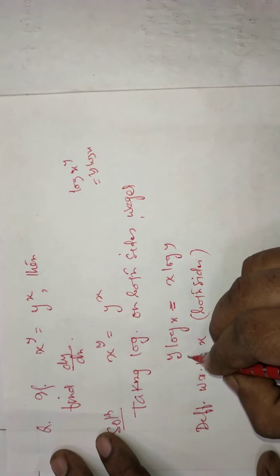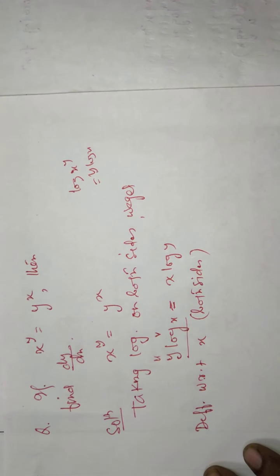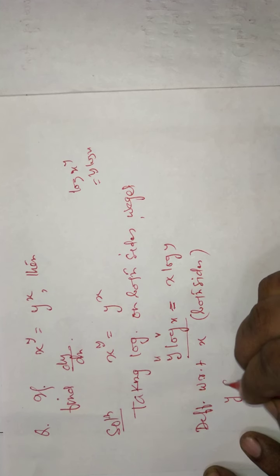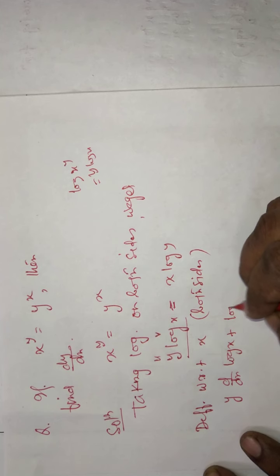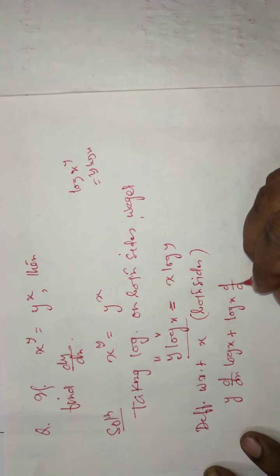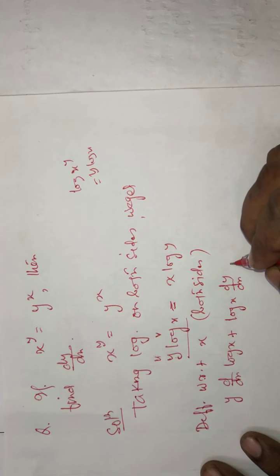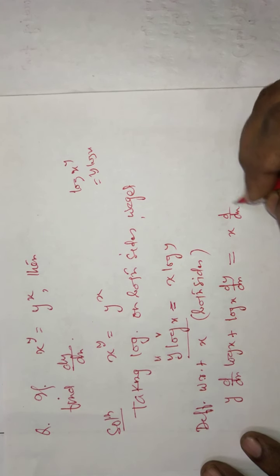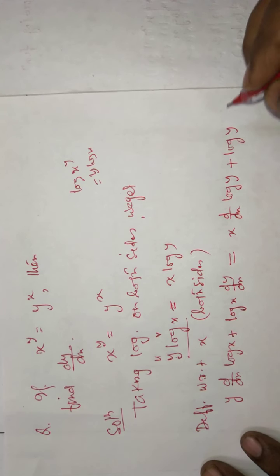So again here there are 2 functions, a product function. This is u and this is v. u is y, v is log x. Applying the formula d/dx of uv, the formula is u into d/dx of v, v means log x, plus v into d/dx of u. u means y, d/dx of y means dy by dx. In the right hand side it's the same pattern, x into d/dx of log y plus log y into d/dx of x.